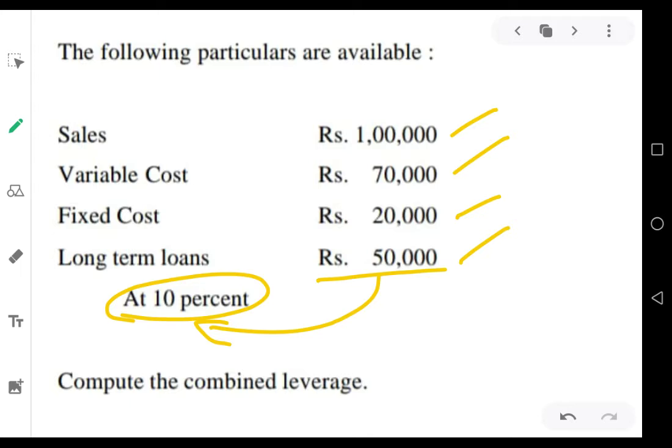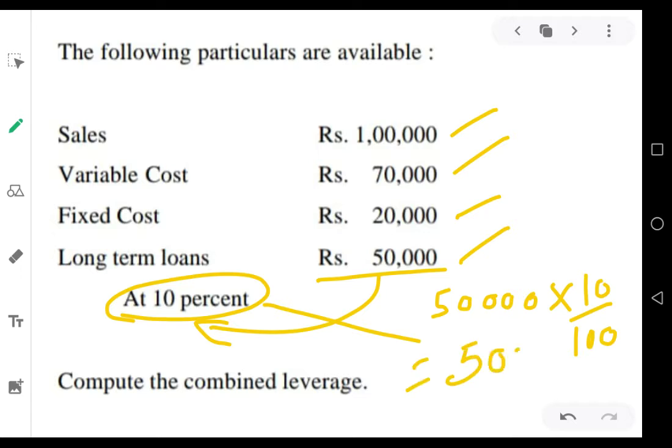So long-term loans of 50,000 rupees at 10% means the interest component comes to 50,000 into 10 by 100. That means 5,000 rupees should be the interest component. This 5,000 rupees interest per annum should be paid by this company to the bank on this long-term loan. Right. So with all this information, they are asking us to compute the combined leverage. However, we will calculate all the leverages for this sum: operating leverage, financial leverage, and combined leverage.